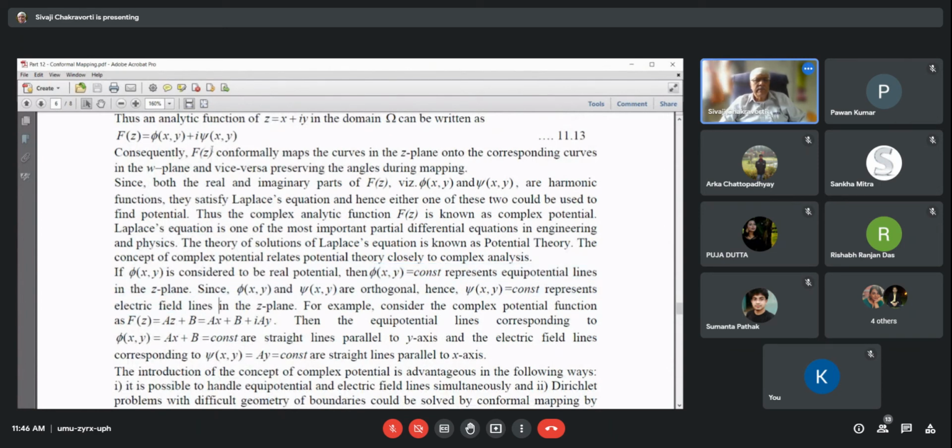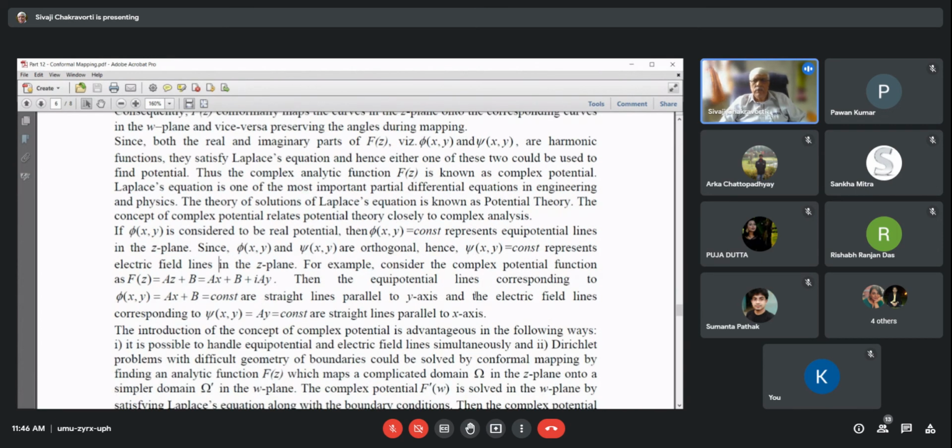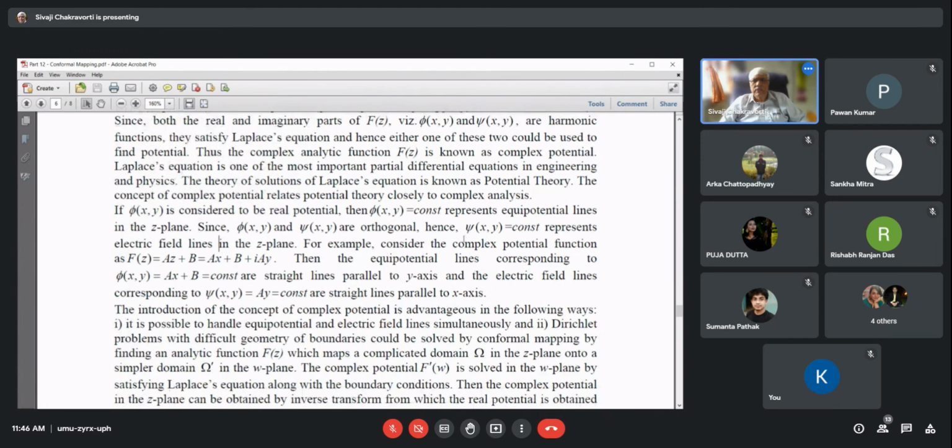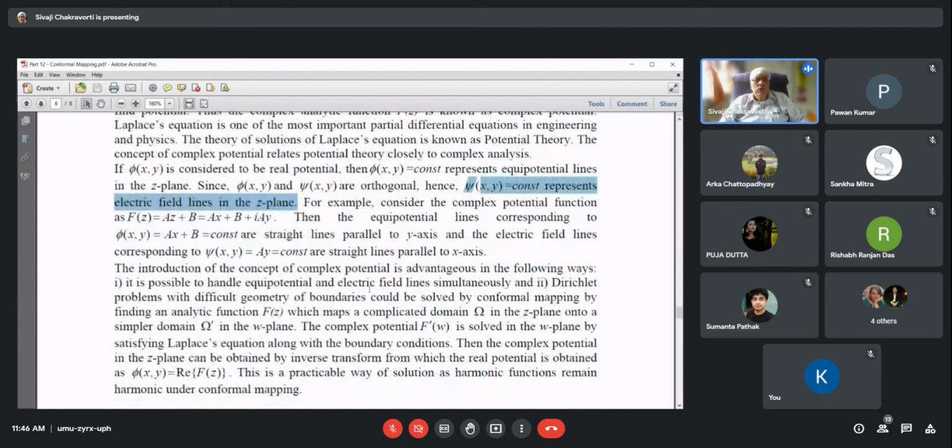Since u and v are definitely orthogonal, φ and ψ are orthogonal. And if φ equal to a constant represents equipotential lines, then ψ must represent electric field lines, because we know equipotential and field lines are orthogonal. So therefore, ψ represents electric field lines on the z plane.